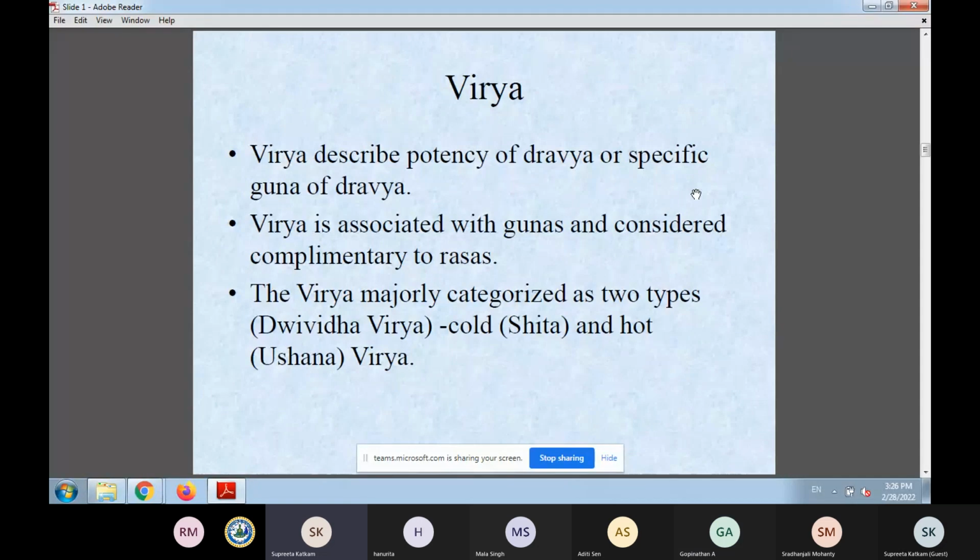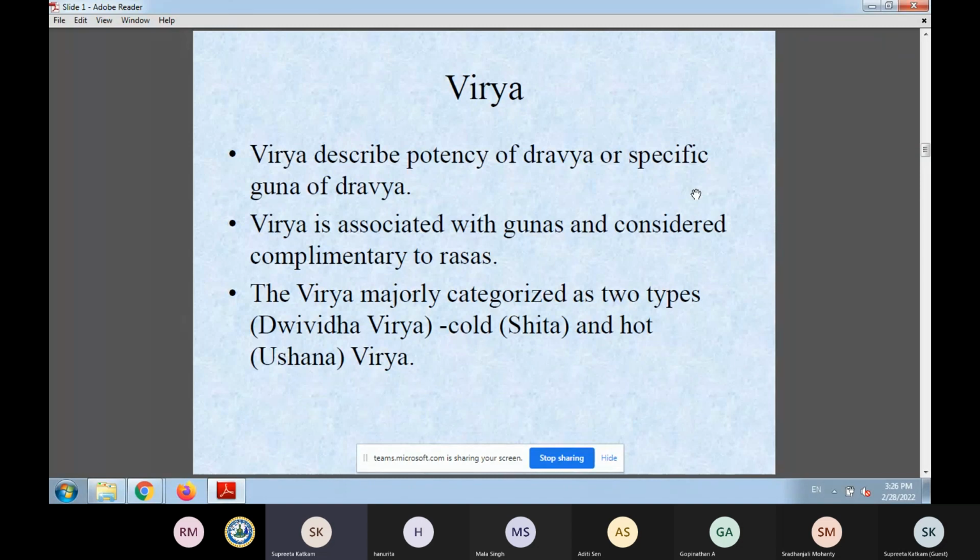Next, Virya. I told in the introduction slide itself, Virya describes the potency of a substance. This potency is basically Ushna or Shita, whether it is hot or cold in potency. We have only two potencies. If it is hot, it is going to aggravate Pitta dosha and reduce Kapha dosha. If it is cold, it is going to reduce the Pitta dosha and increase the Kapha dosha.